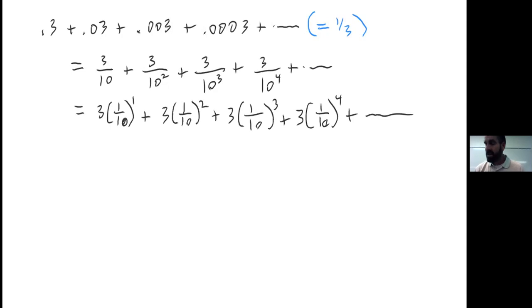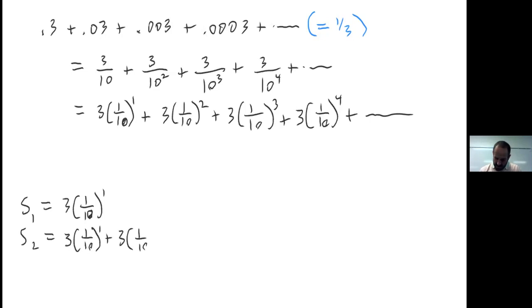Got it? All right, now let's start thinking: we want to know what this is, so we have to sort out what our partial sums are. What's S1 here? 3 times a 10th to the first power. S2 is 3 times a 10th to the first power plus 3 times a 10th to the second power. Make sense? Now what's Sn? What does Sn equal?